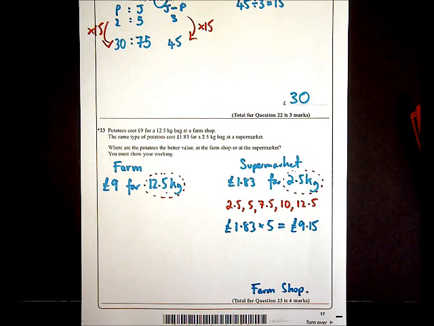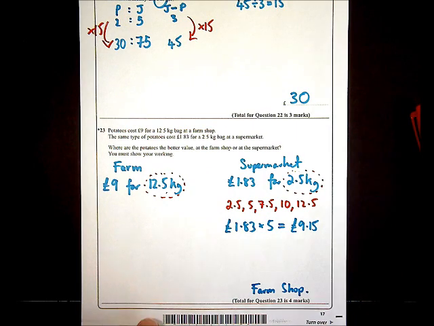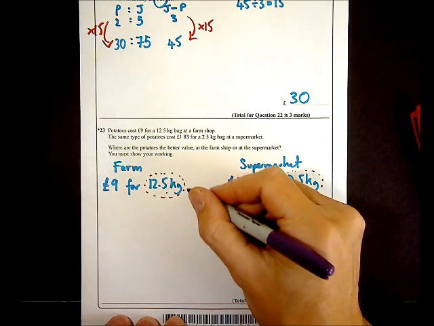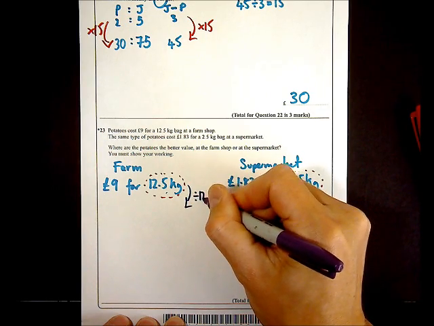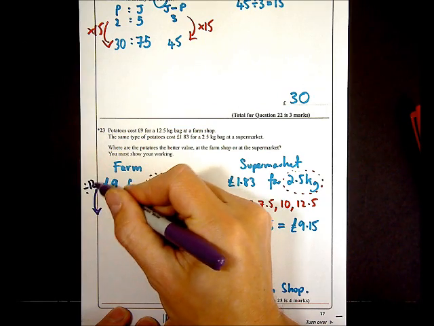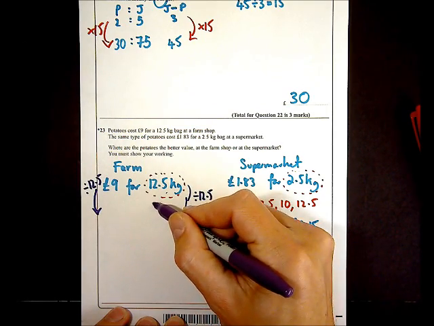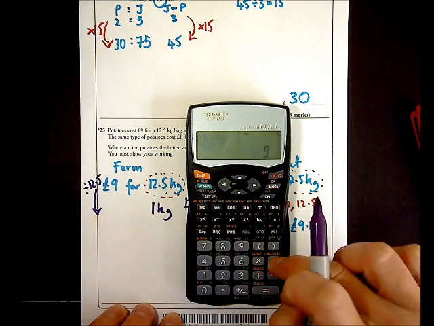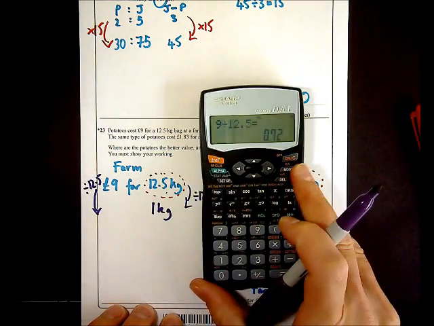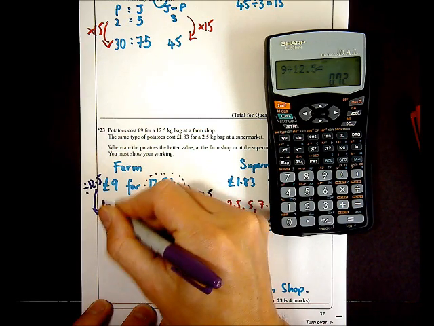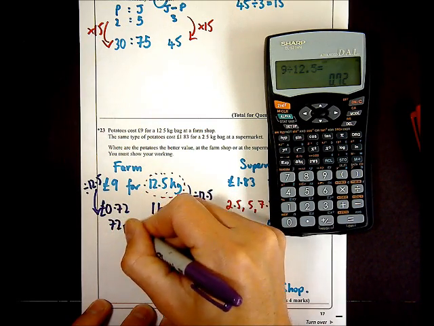Now, as this is a calculator paper, there is another way of doing this question. I could work out how much I get per kilogram. So if I take this amount and divide by 12.5, and I take the amount in pounds and divide by 12.5, I'm going to work out how much it's going to cost me for 1 kilogram. So if I do £9 divided by 12.5, I'm going to get that 1 kilogram costs £0.72. And if you prefer, that's 72 pence.